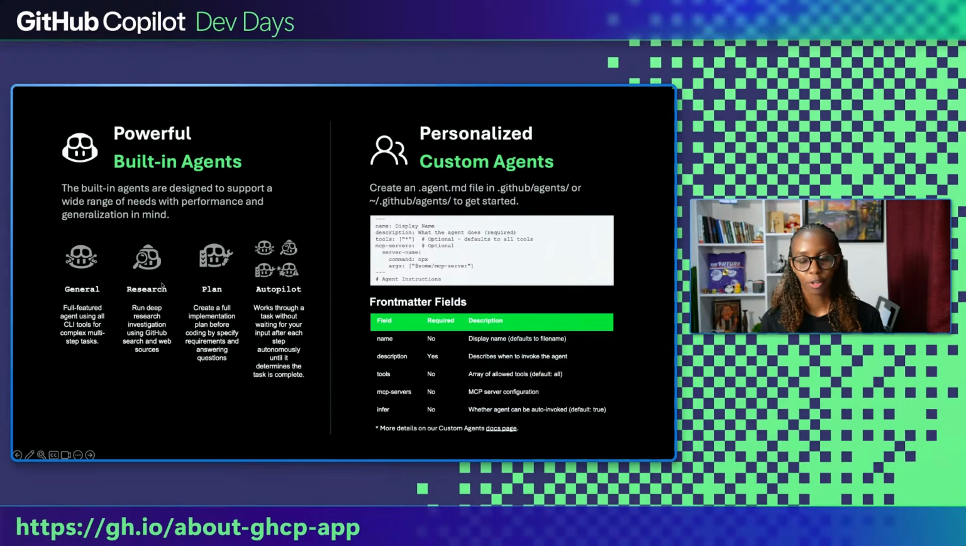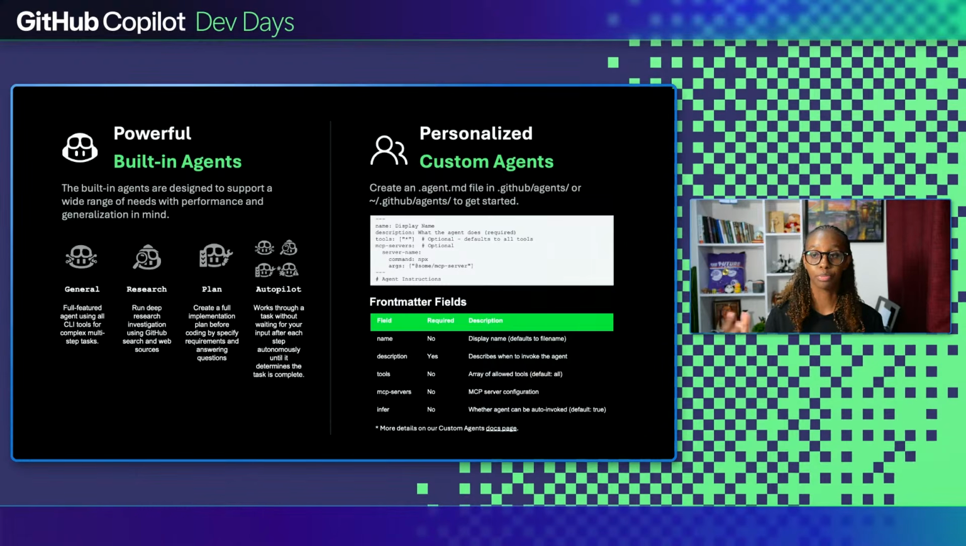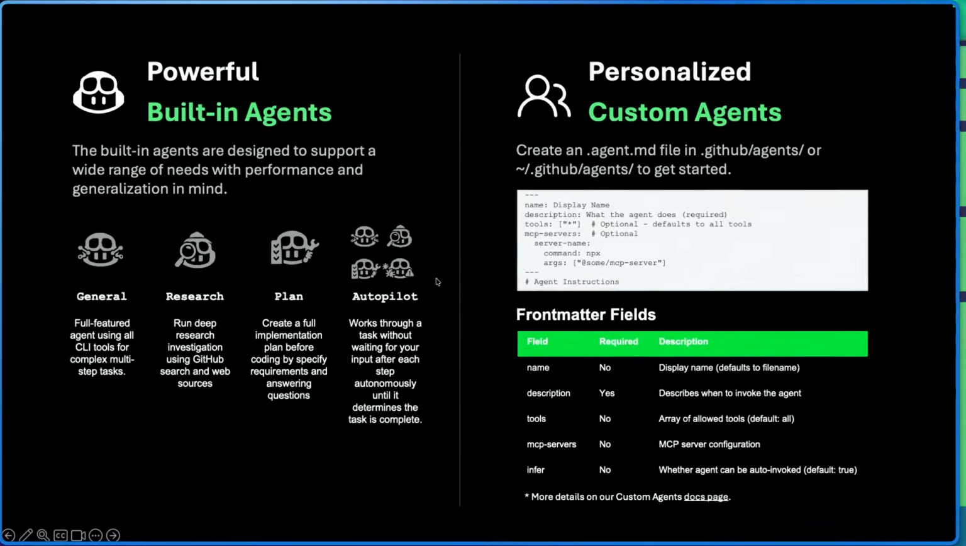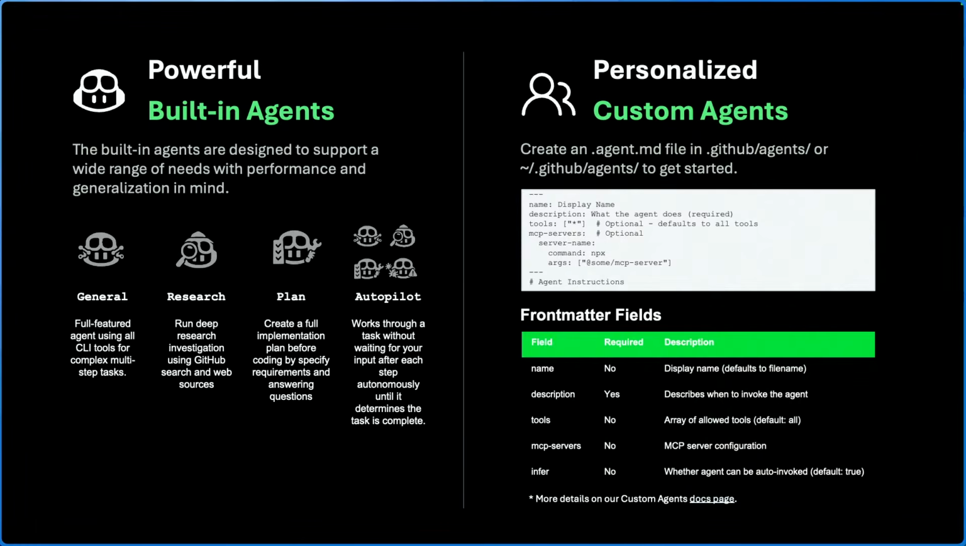So I keep talking about customization options that you have. And of course, you can bring in your personalized custom agents. You define a simple markdown file with the extension .agent.md, and this gives you access to a personalized agent that the Copilot CLI can work with.